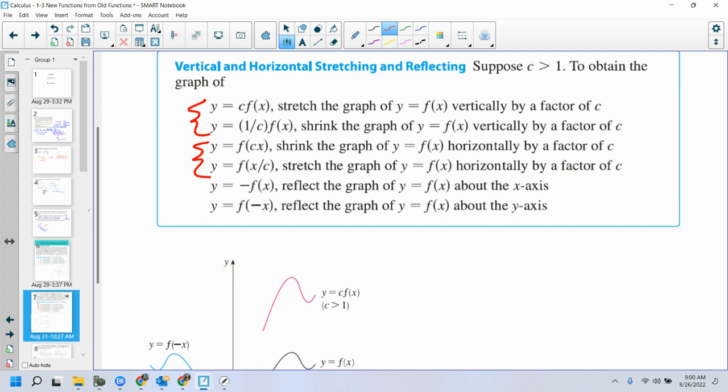So if I have a horizontal stretch by 2, the reciprocal of 2 is 1/2, so 1/2 x is going to go in. If I have a horizontal compression by 1/3, and again, I'm saying compression instead of shrink, the reciprocal of 1/3 is 3, so it'd be 3 times x going in as my input value.